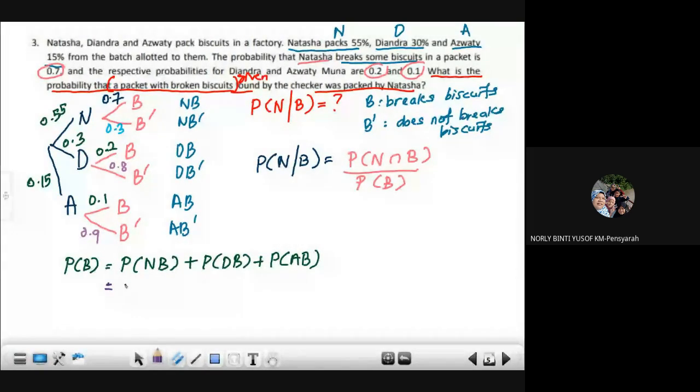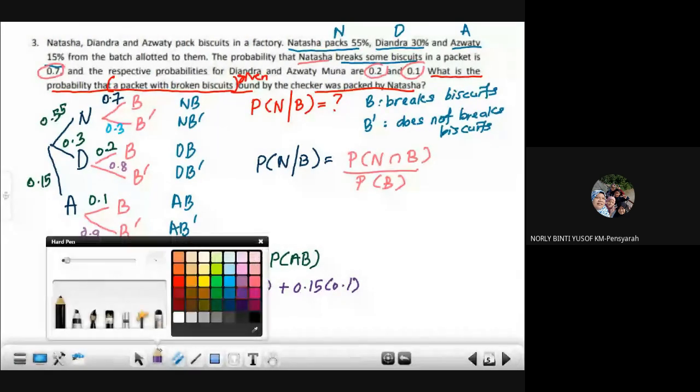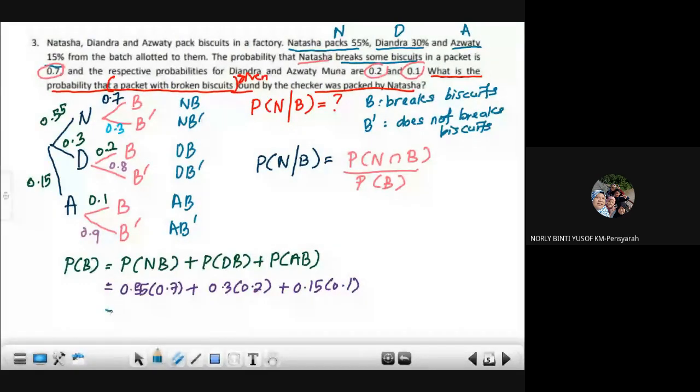Okay, then you carilah 0.55, 0.7 tambah untuk Diandra 0.3, 0.2, untuk Azwati 0.15, 0.1. Kalau you nak terus masuk dalam formula ni, terus kira dalam ni pun boleh. Ni dia kira asing. So that mean tahu probability of broken biscuit tu berapa. Okay, so dapatlah 0.46. So barulah you boleh masukkan dalam this value.